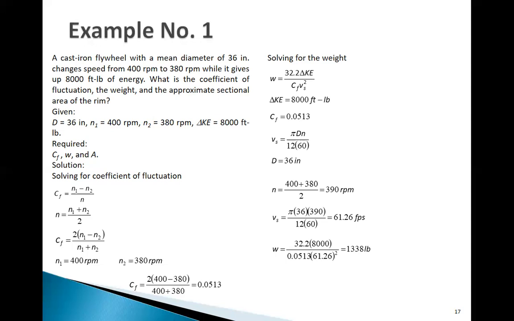V sub S is equal to pi D N over 12 over 60. So D is equal to 36 inches. The average N is 400 plus 380 over 2, which is equal to 390 RPM. The V sub S is equal to pi times 36 times 390 over 12 over 60, which is 61.26 feet per second. So W is equal to 32.2 times 8,000 over 0.0513 divided by 61.26 squared, which is 1,338 pounds.